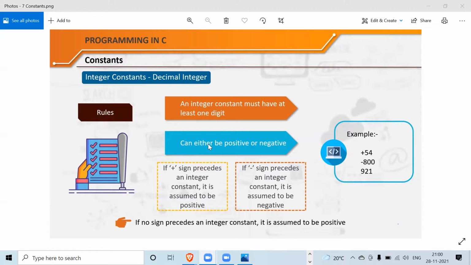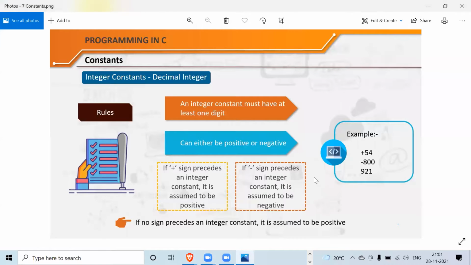Also, integers can be either positive or negative, as you can see in the examples. Like in maths, if it's a negative number, there is a minus sign. Here also, if it's a positive number, there's a plus sign. If it's a negative number, it's a minus sign. And if there is no sign, we assume it is a positive number. If no sign precedes an integer constant, it is assumed to be positive. You understood the decimal integer system?